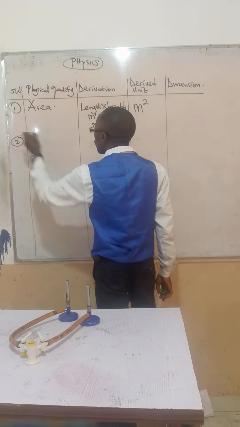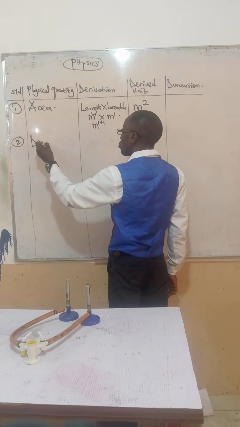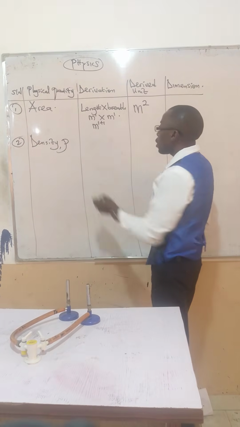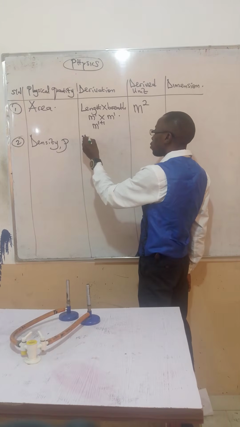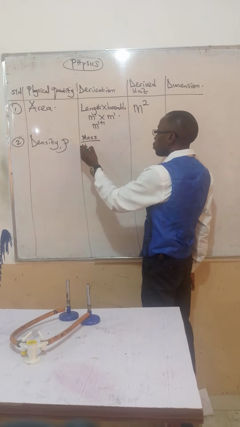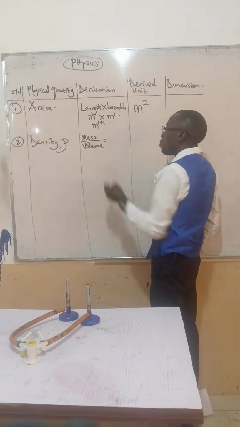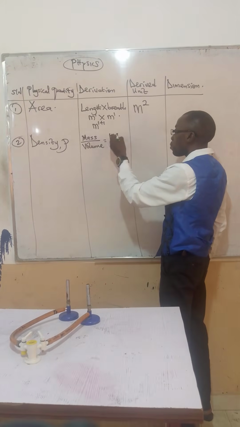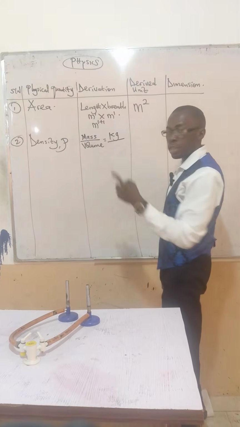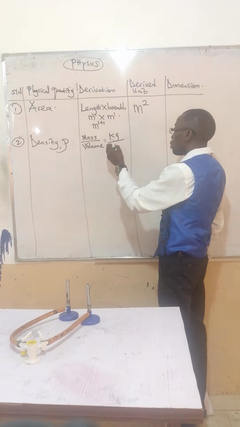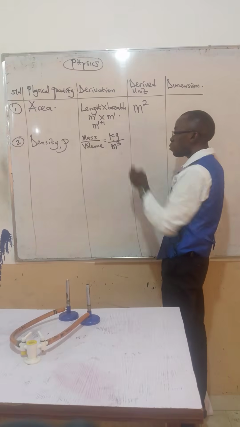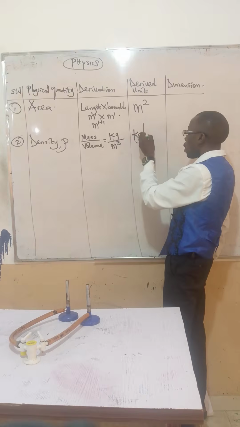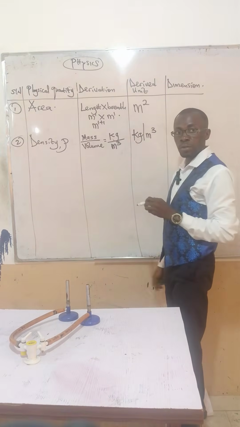Similarly, you can have density, which is rho. Density is mass over volume. Now remember, mass here is a fundamental quantity and the unit of mass is kilogram, and volume is length times breadth times height, which will be meters, how many times? 3 times. So from this you can have the unit as kilogram per meter raised to power 3.